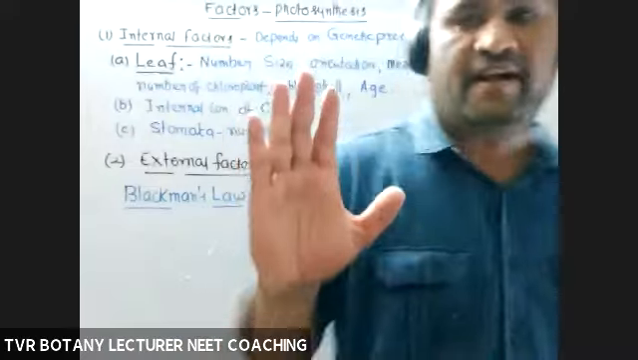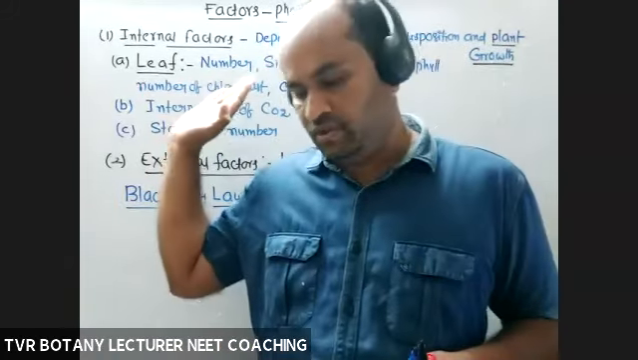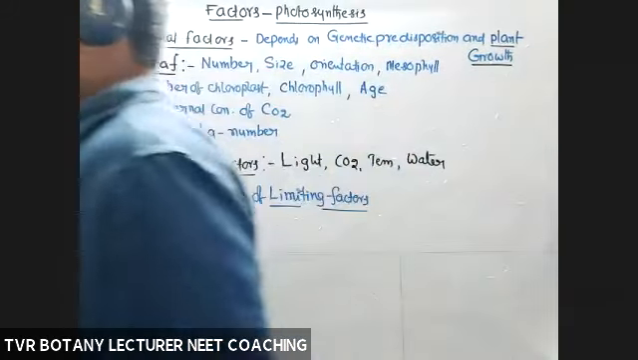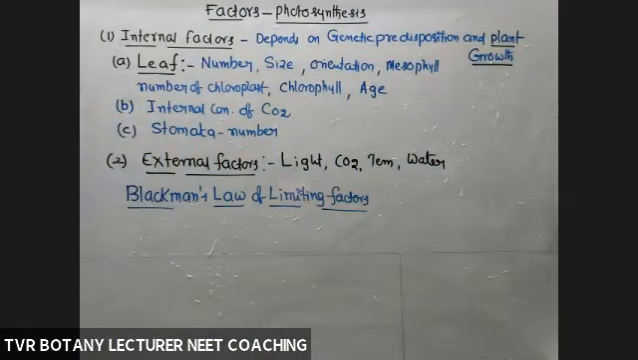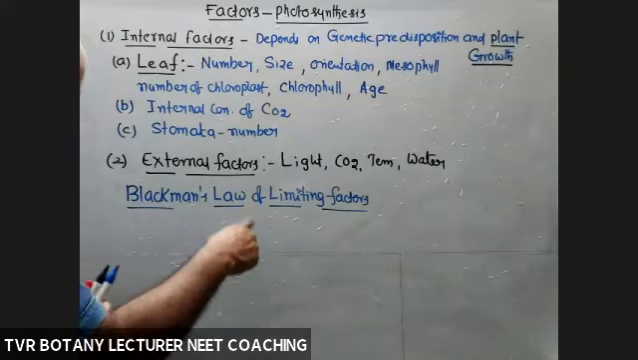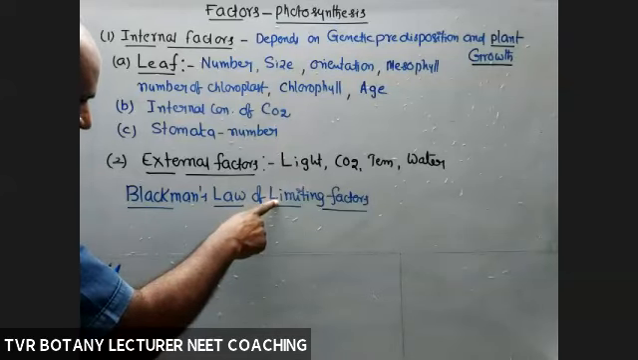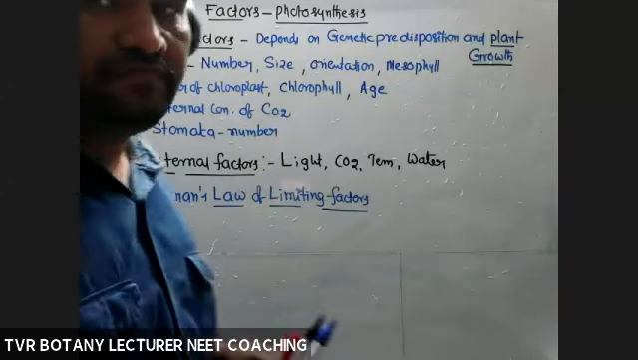Blackman's law of limiting factor is not only applicable to photosynthesis, it is applicable to any biochemical reaction, any physiological event. Here we are using that under the heading photosynthesis. It is applicable to respiration also, or some other event which is regulated by more than one factor. So according to the law of limiting factor, the word itself indicates limiting. What is that limiting factor?